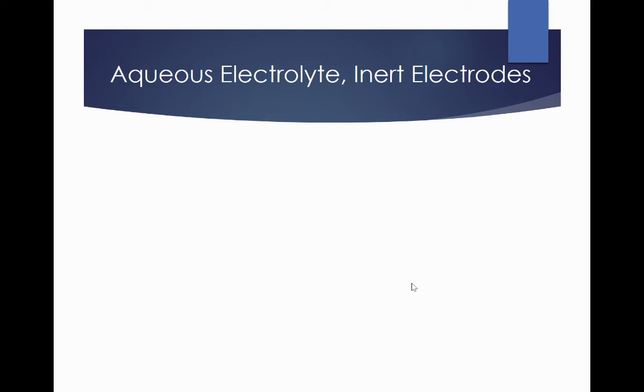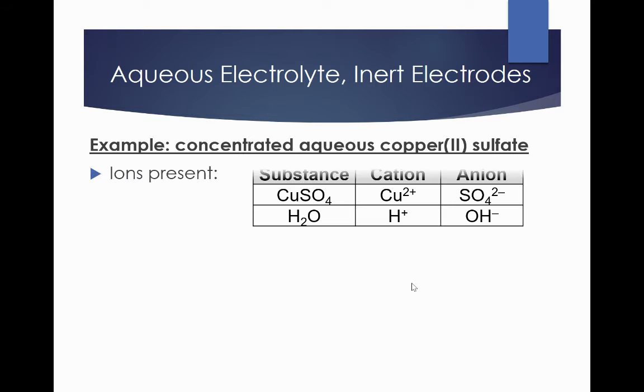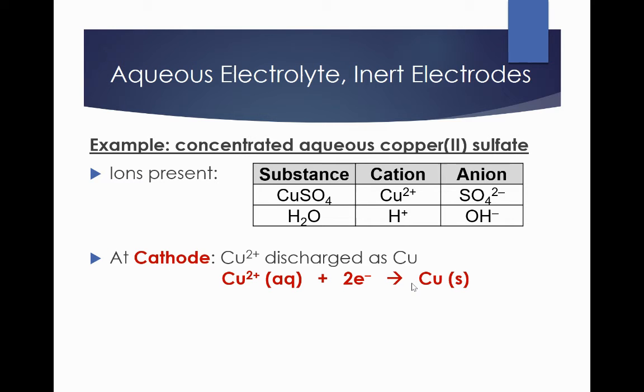And the next scenario we'll look at is concentrated aqueous copper 2 sulfate. And same thing, the four ions are present in the electrolyte. Your cathode has no change as well because Cu2+ is below H+ in the reactivity series, therefore it will be discharged as copper atoms.